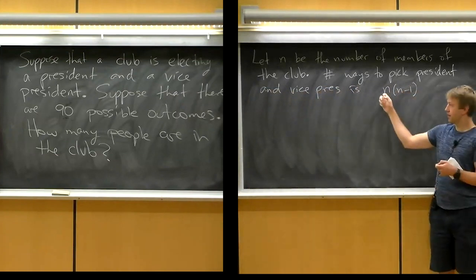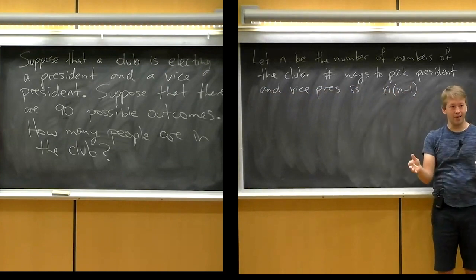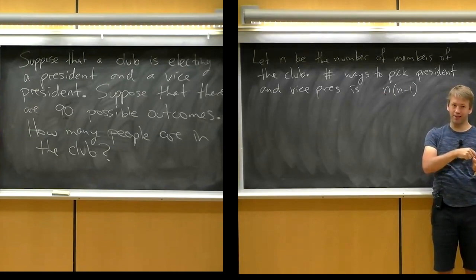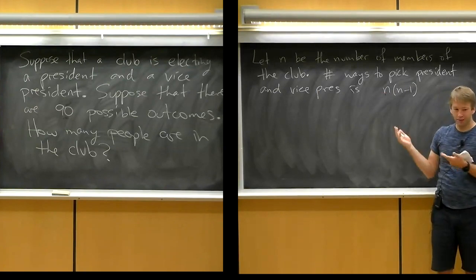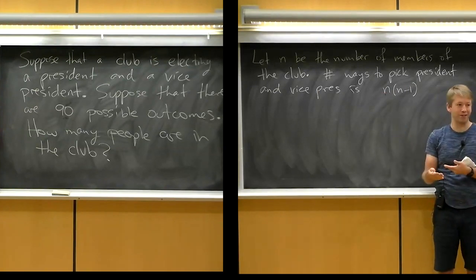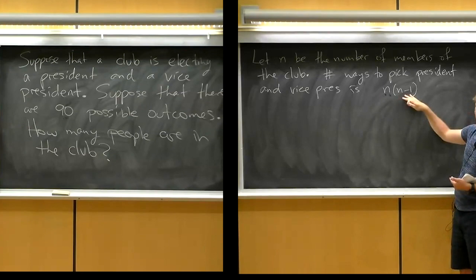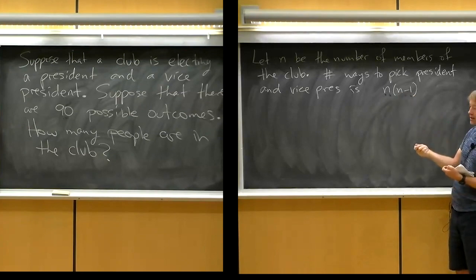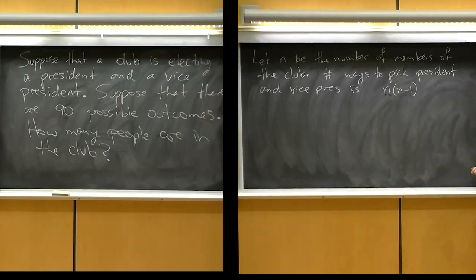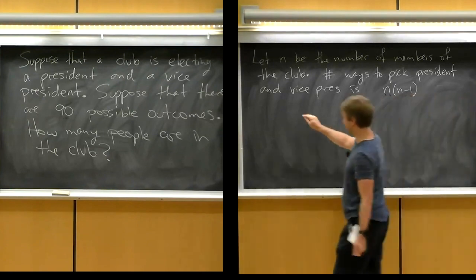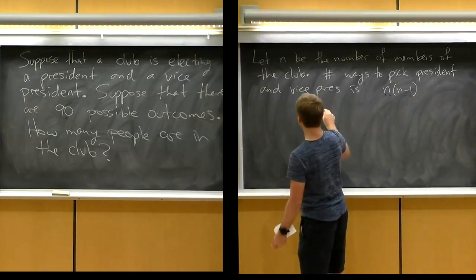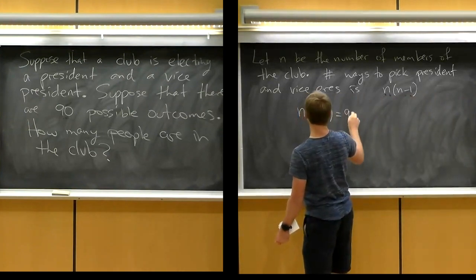right? Because out of a club of size n, there's n ways to choose the president. Once I've chosen the president, assuming the president and the vice president shouldn't be the same person. Hopefully that's clear. So once you've chosen the president, there are n minus 1 people left over to choose for the vice president. So basically, all we're trying to do here is solve the equation n times n minus 1 equals 90.